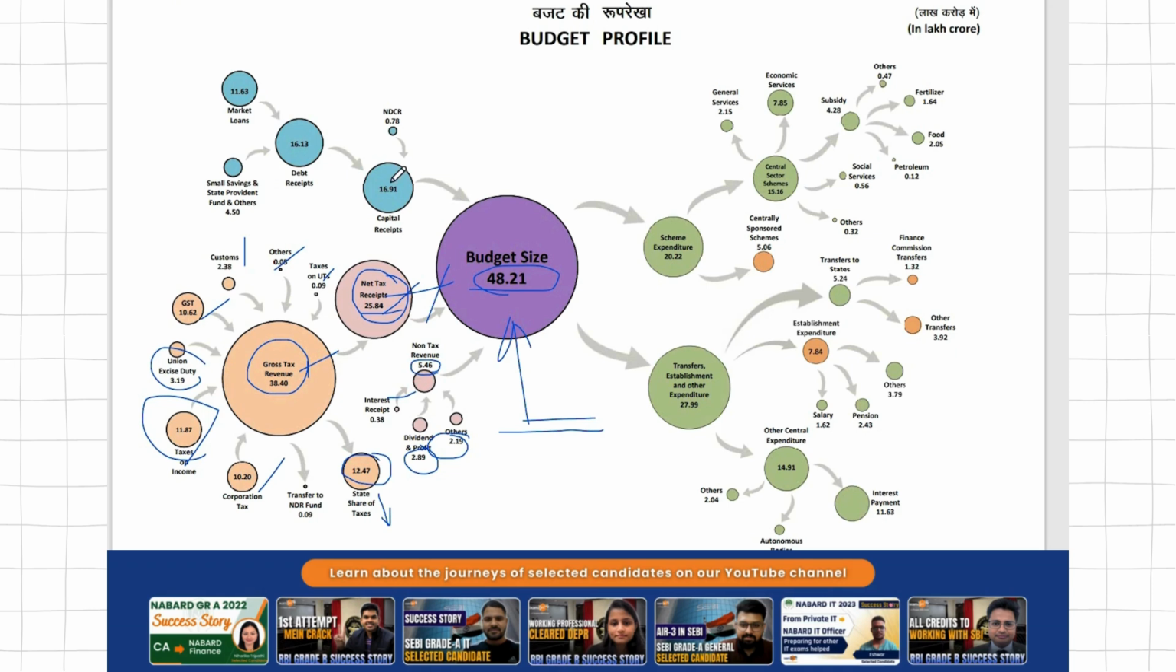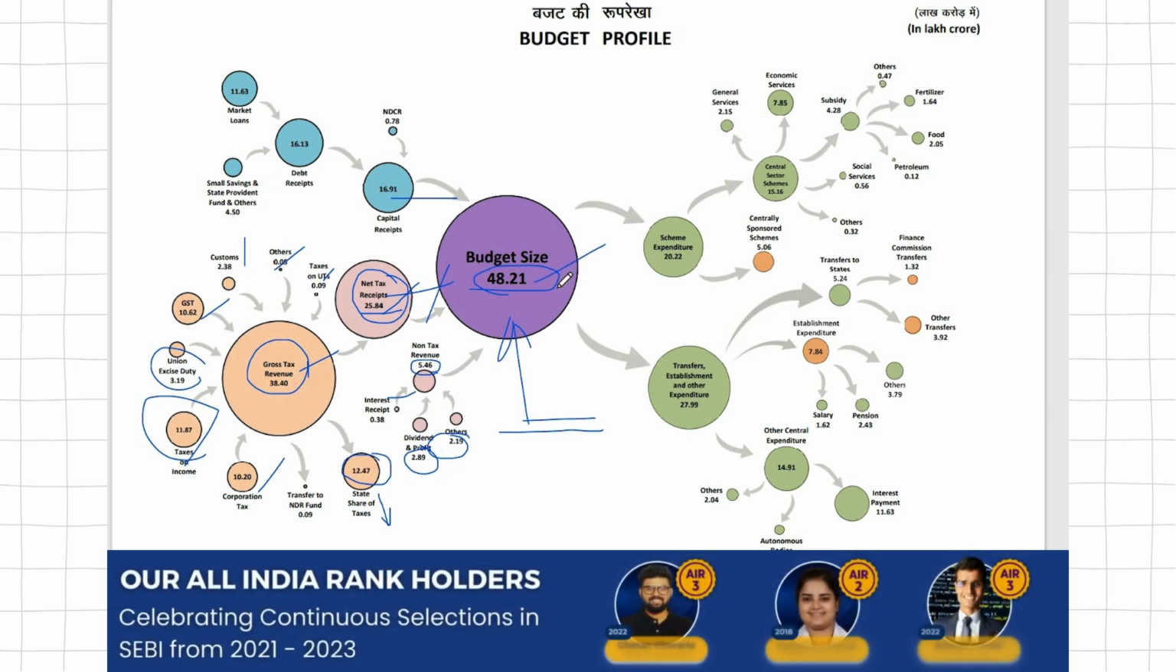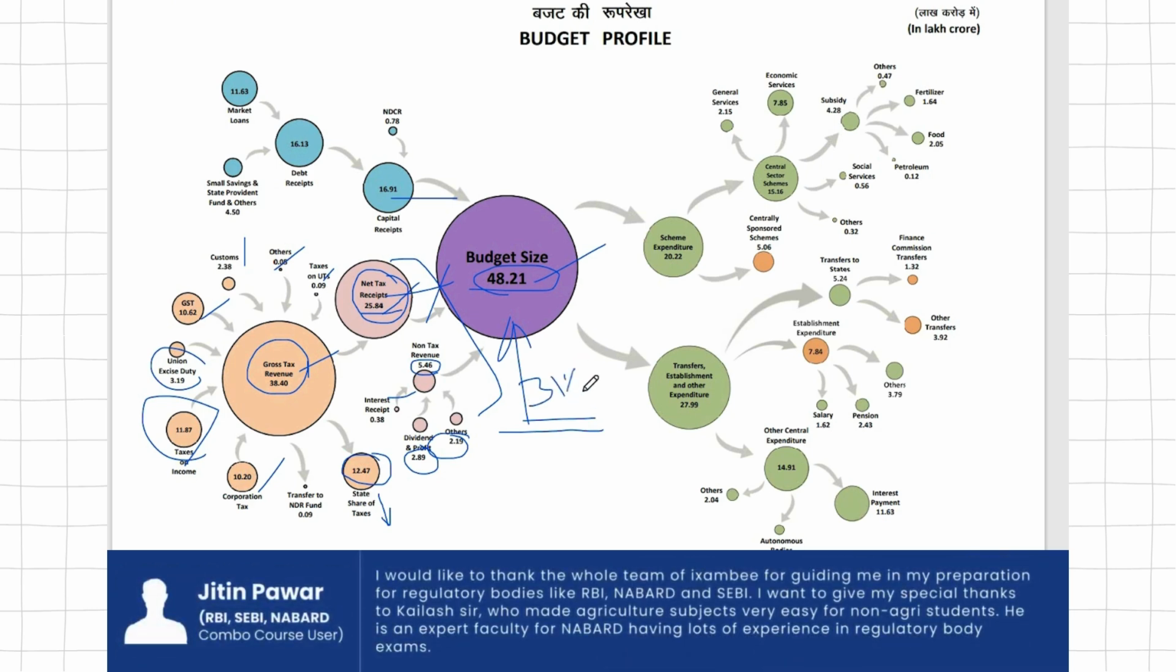Whatever is the deficit, that is capital receipt, basically the borrowing by the government of India, because the plan is to spend 48.21 lakh crore rupees. And these two, tax and non-tax collections, the income is 31.3. The remaining 16.9 government has to borrow.